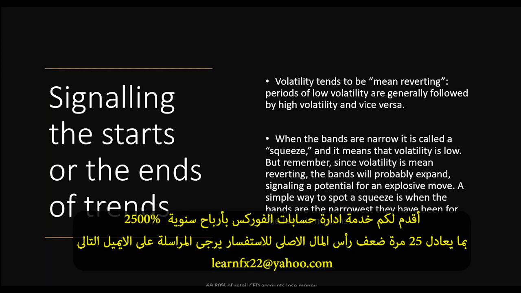Now, volatility tends to be mean reverting. Periods of low volatility are generally followed by high volatility and vice versa. In other words, the markets will only stay so long in narrow volatility, in slow moving markets. They're eventually going to break out of that contraction, and when they do, they break out usually and form a volatile market.